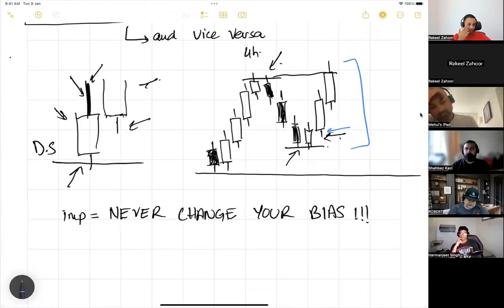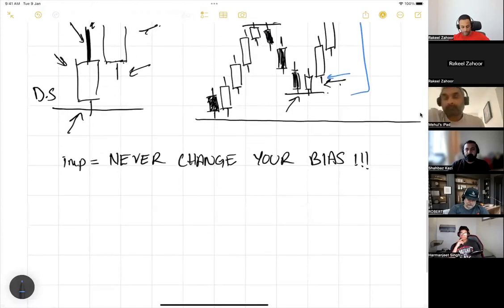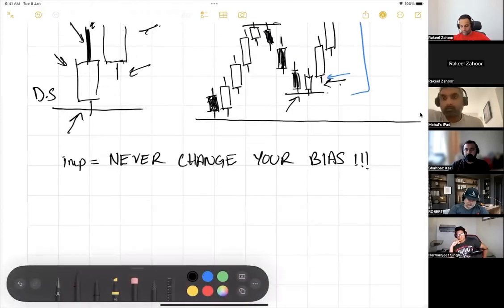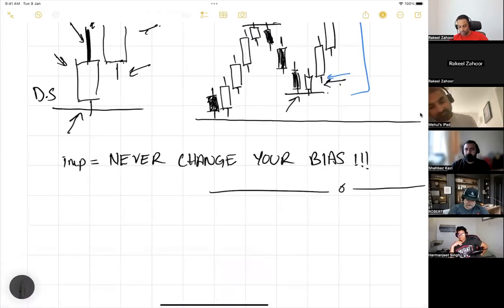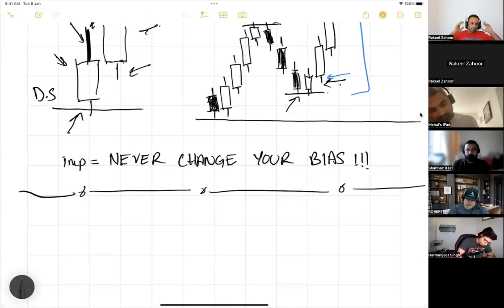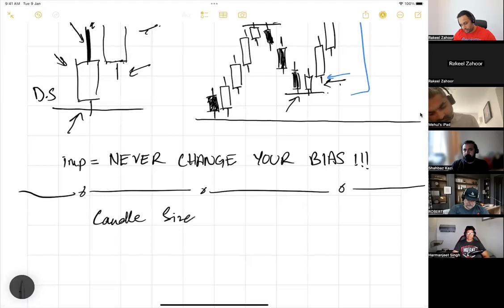I absolutely love this. So whenever I have a support form, I know that, okay, now there's a high probability for price to continue to push up. Or if I have a resistance form, then I know there's a high probability for price to push down. But also it depends on how the candles are closing as well. Let's talk about candle sizes. Candle sizes matter a lot.